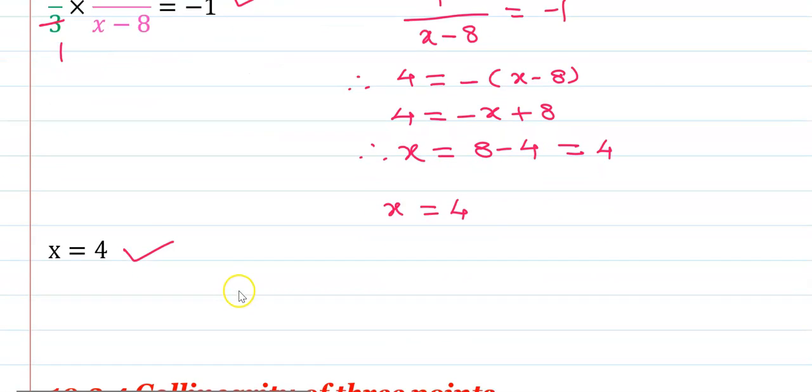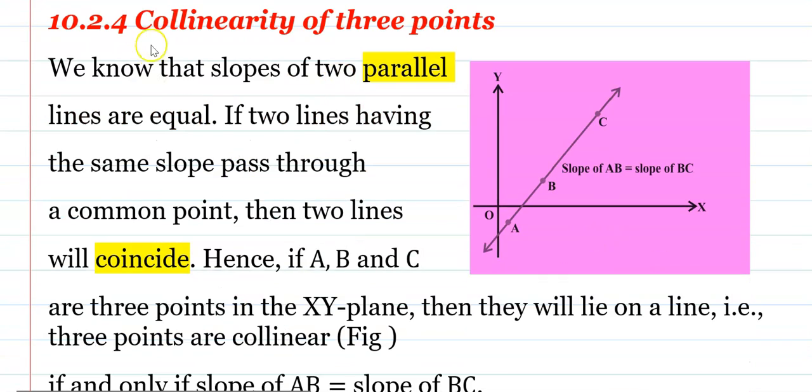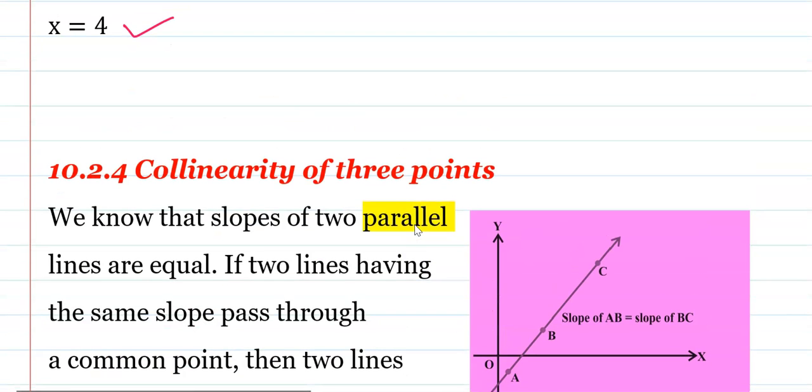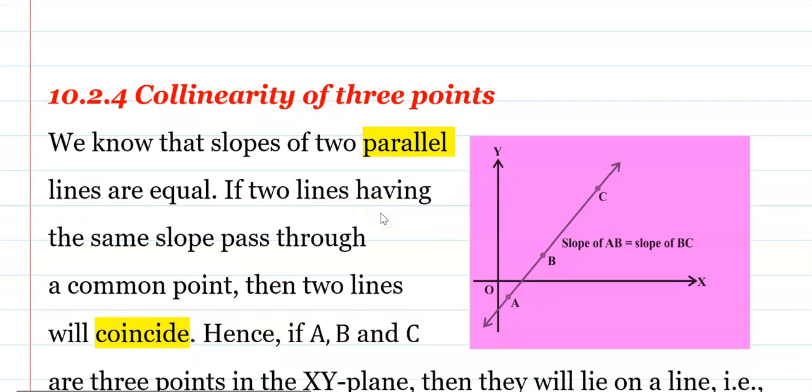The next concept is the collinearity of three points. When we say that three points are collinear on a line, it's very simple. If the slope of AB is equal to the slope of BC, then we say that the points A, B, C are collinear.